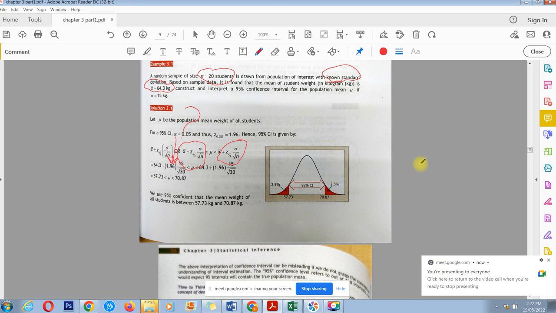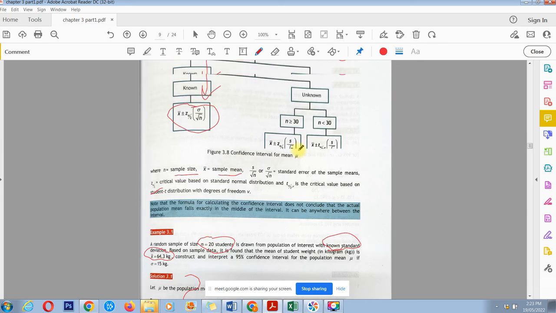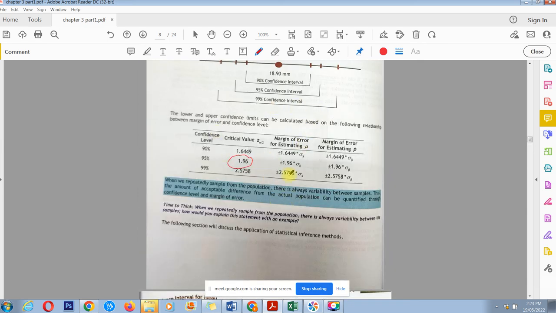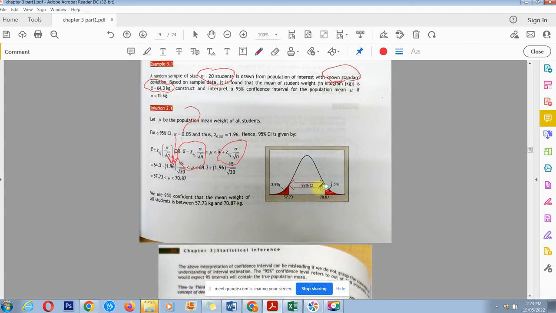Kat sini dia dah tulis dah. Saya tak tengok kat sini. Okay, so we divide by 2. So we have this area. Once we identify that area, we go to the back of your book, and then we can see the value of 1.96, or easily you can use from this table lah. They already put it here.